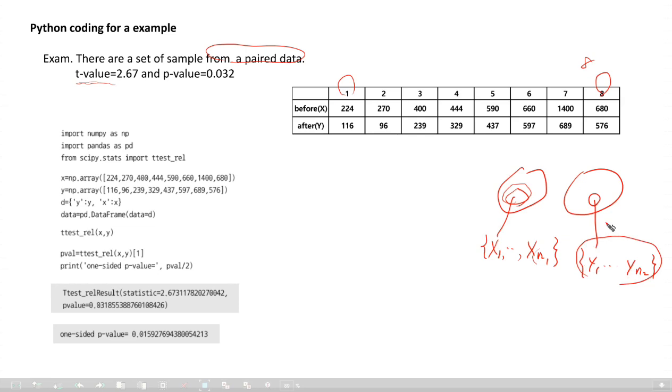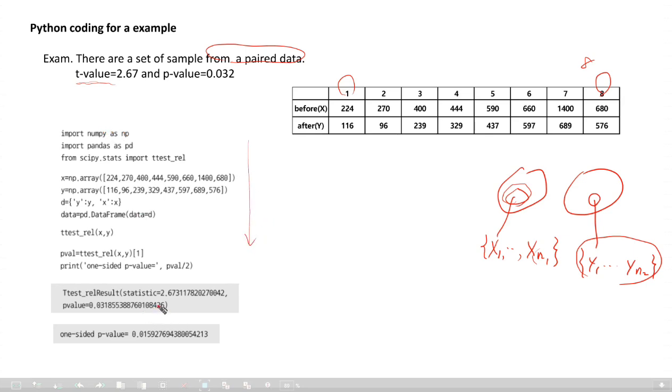There is Python code here. You can just refer to this kind of thing. I don't like to explain the details of a program. There is a result here.